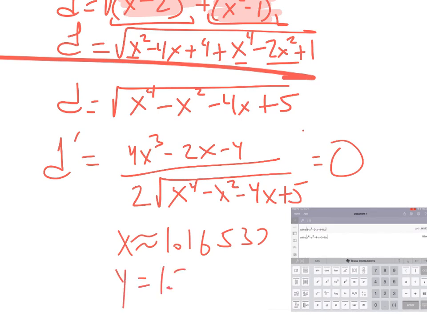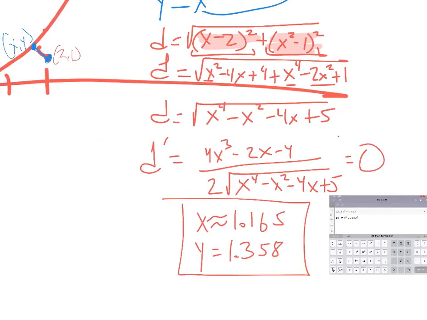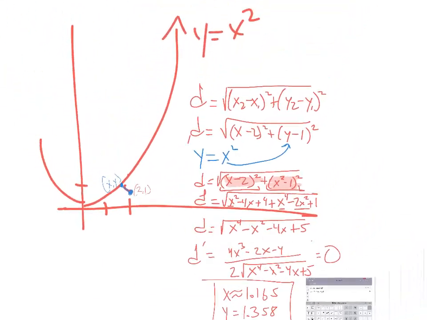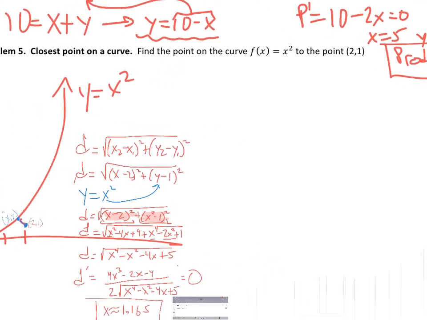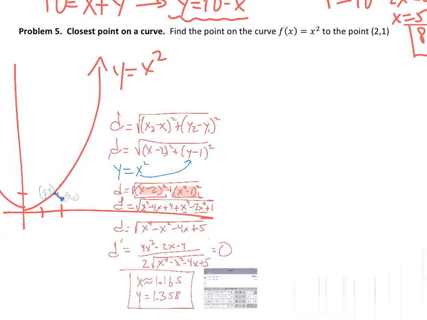Y equals 1.358 for our y value. We can round this to 2 decimal places, and so there's our answer. There's our x, y point that is the closest to (2, 1). So now we found the point that was closest, that lives on the curve because y equals x squared. And it is the shortest distance from there to (2, 1).